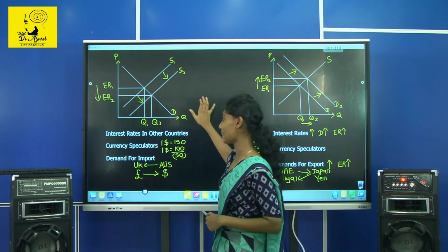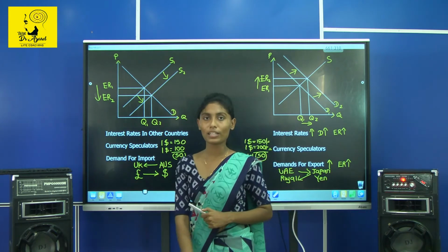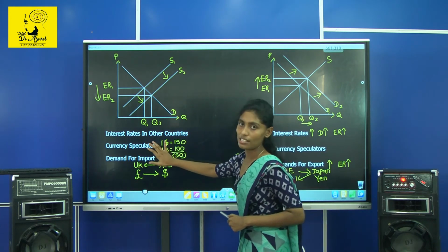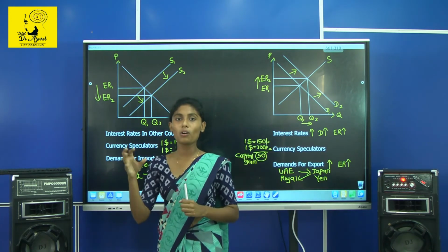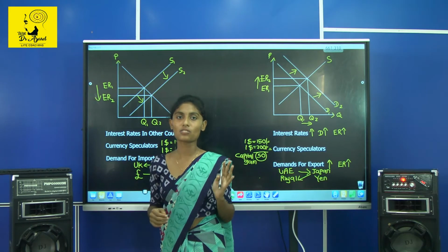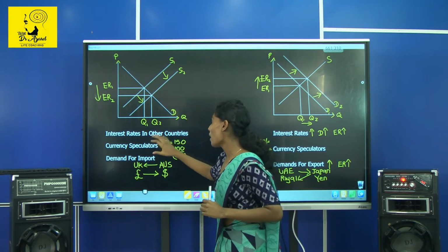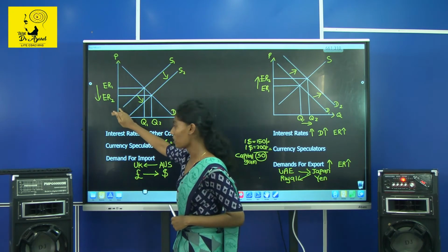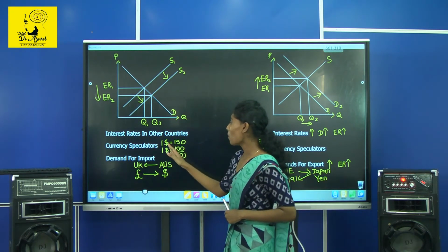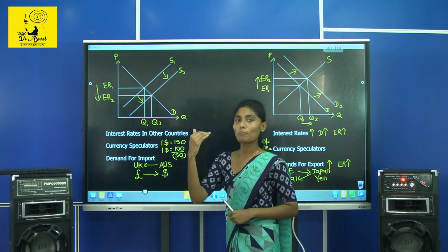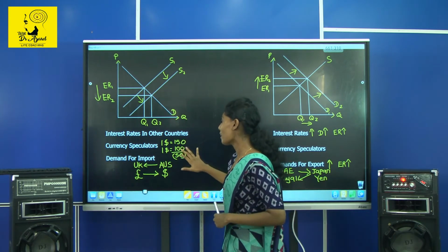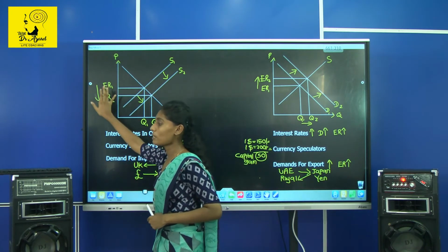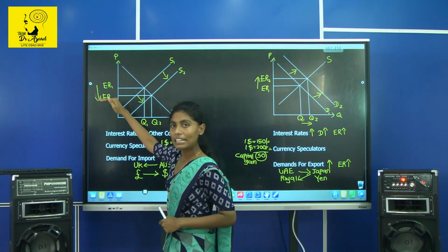Then the supply increases. Then we have currency speculators. The people who bought the dollars earlier will be selling the dollars. When they sell more and more dollars, there will be an increase in supply. Then there is a reduction in the exchange rate. For example, they bought at 150. Now the dollar price is decreasing, so they are going to sell. When they sell, there is more supply, and more supply means our exchange rate will decrease.